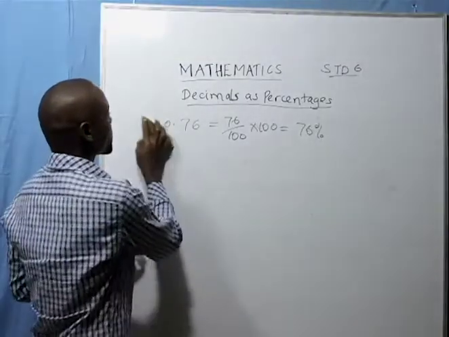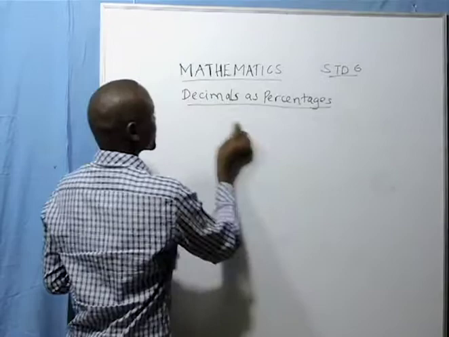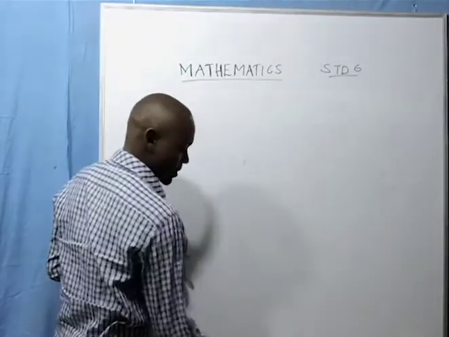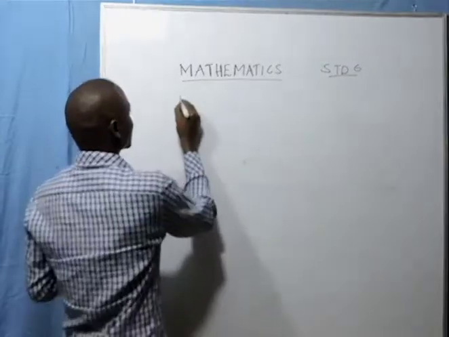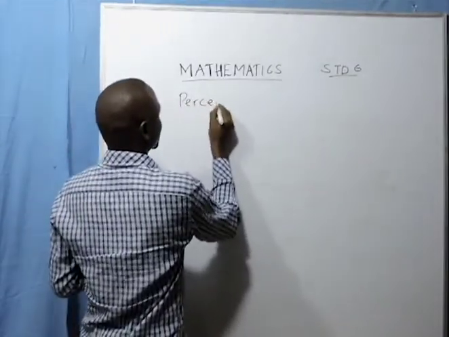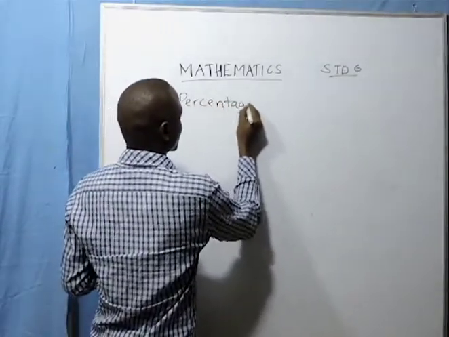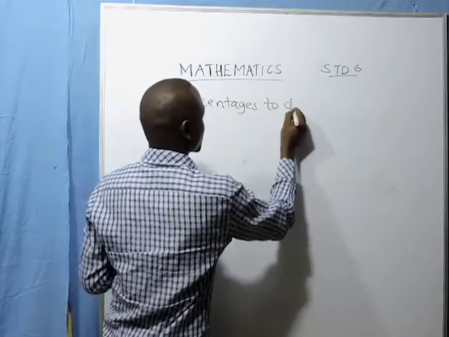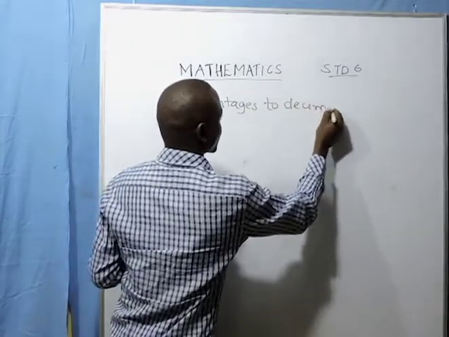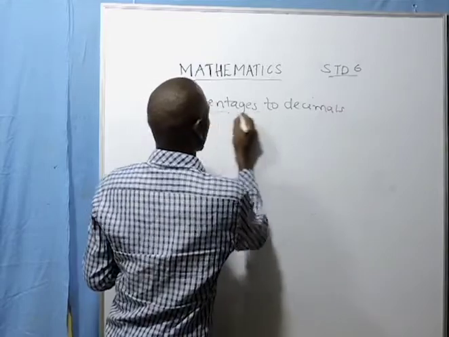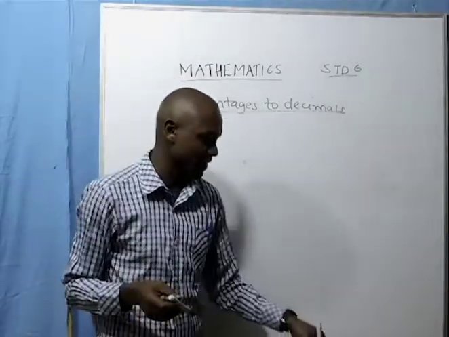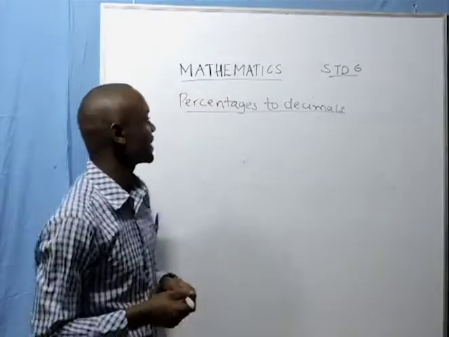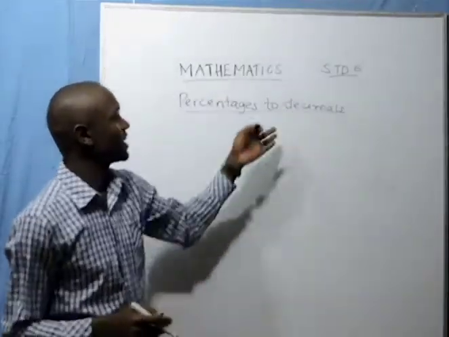Sometimes you can be taught to convert percentages into decimals. Writing percentages as decimals, you write the percentage as a fraction, then you write it as a decimal.